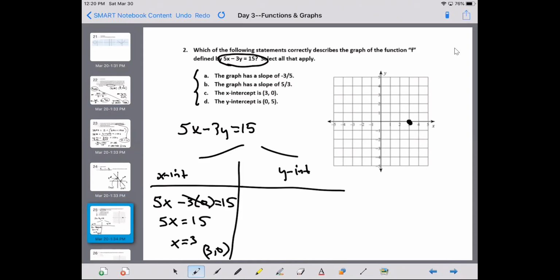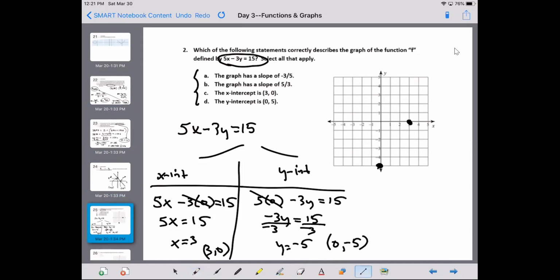And then I come over here and find the y-intercept. Well, that just means that x is going to be 0. And so that goes to 0. I'm left with negative 3y is equal to 15, divided by negative 3, and y is going to equal negative 5. So 0 comma negative 5 would be the y-intercept for this equation 5x minus 3y equal 15. So this is what your line would look like.